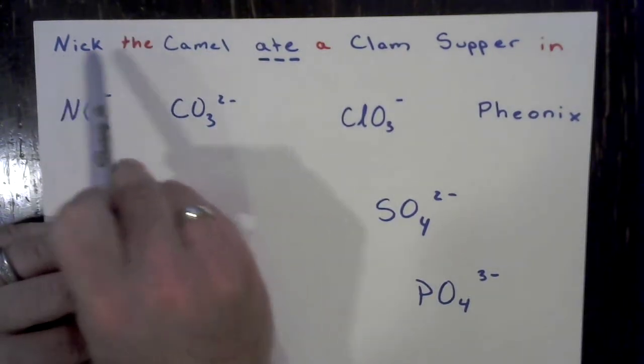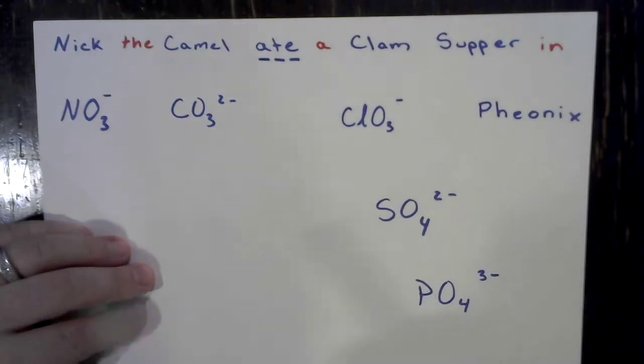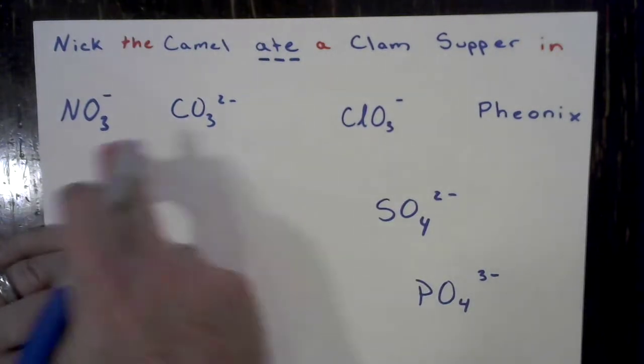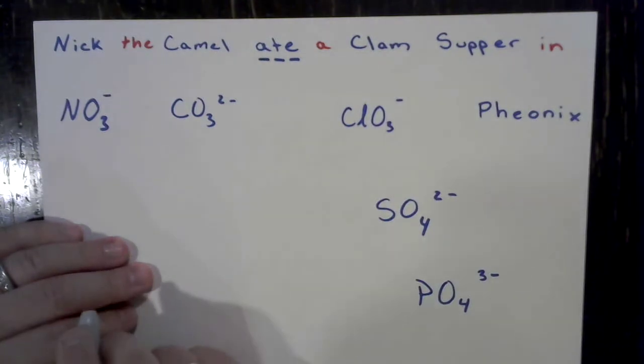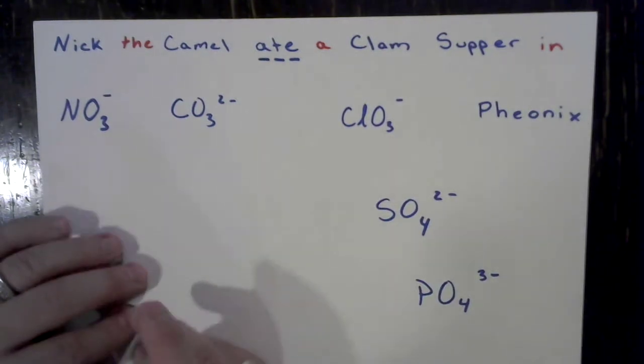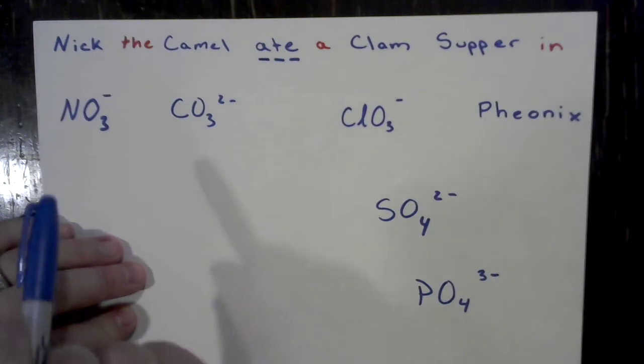In the sentence, the things that I've written in blue are there because they're important to getting these ions. These few words that I've written in red, they really are just there to make the sentence, but you don't need to worry about those.